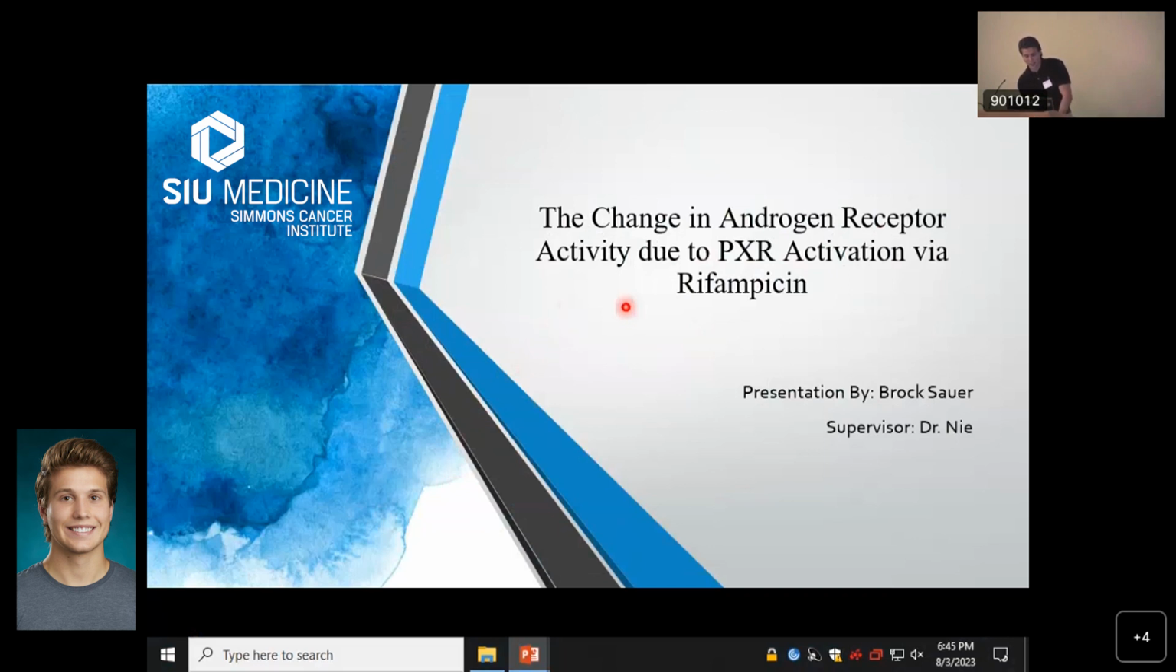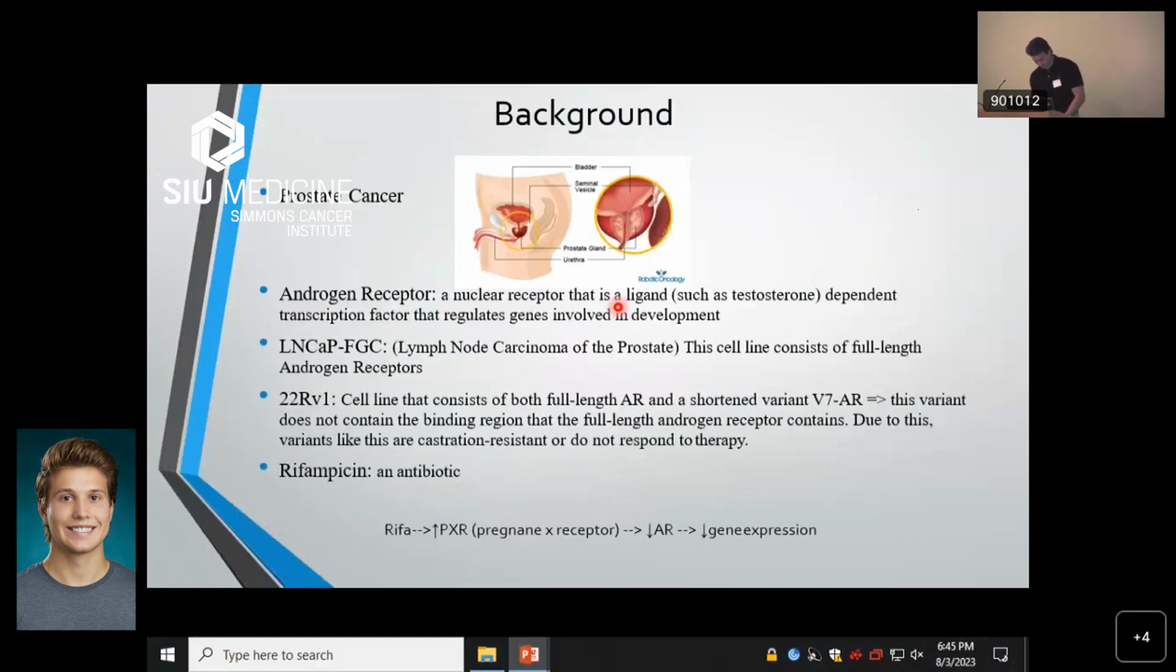So my project is the change in androgen receptor activity due to PXR activation via rifampicin. Here's a little background so you can understand what I'm talking about.